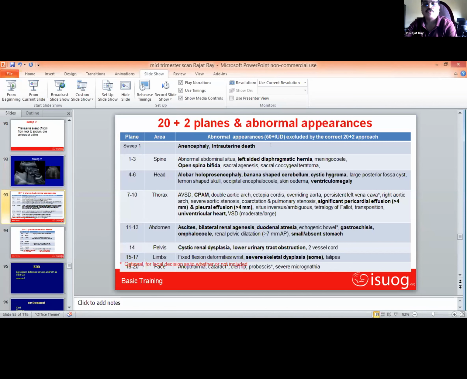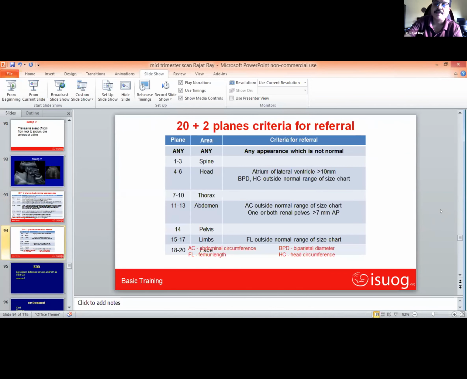So from these 20 plus 2 planes and abnormal appearances, you can rule out all these 50. This is a long list, 50 abnormal appearances. What is the criteria of referral? Any plane, any area, any appearance which does not look normal to you, you should refer the patient.